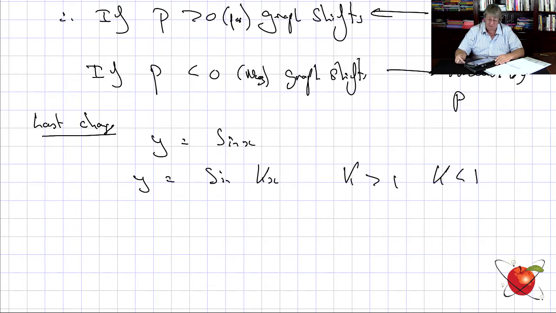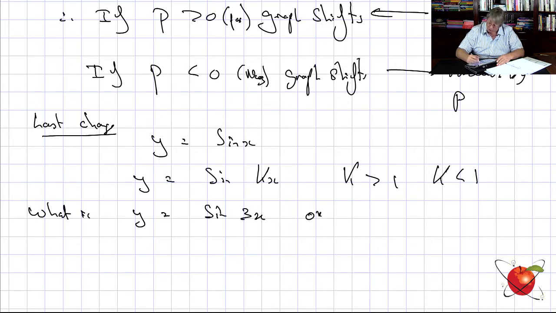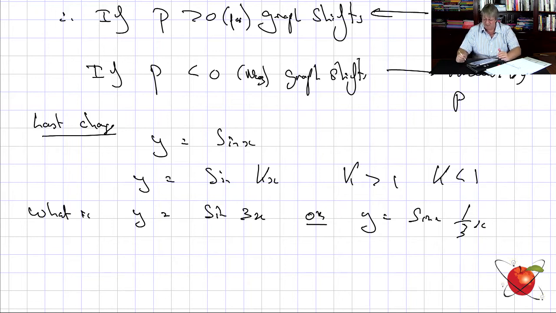K can be less than 1, okay? What does k do? So what is y equal to sine of 3x, or y equal to sine of 1/3 x? K can also be minus. I'm going to put k greater than 0 as a fraction for the moment. Okay, so what does it do?